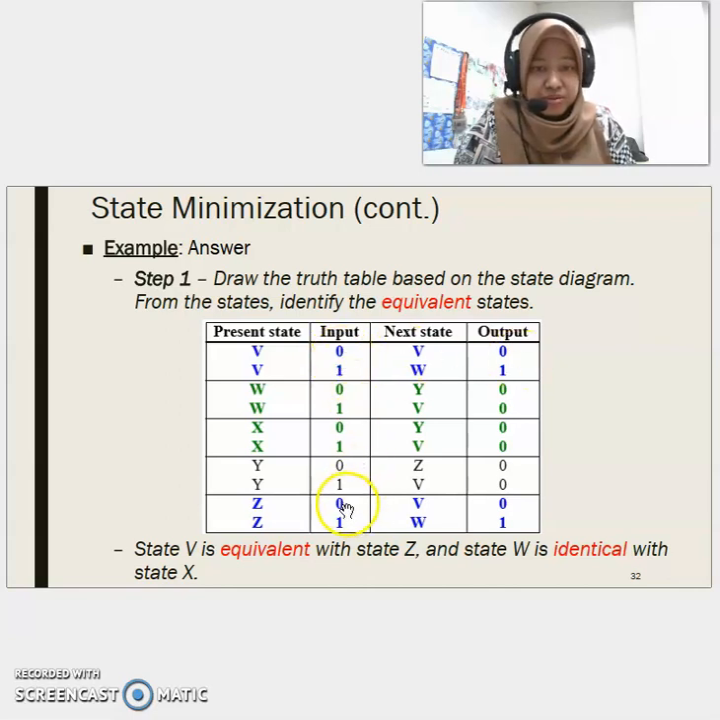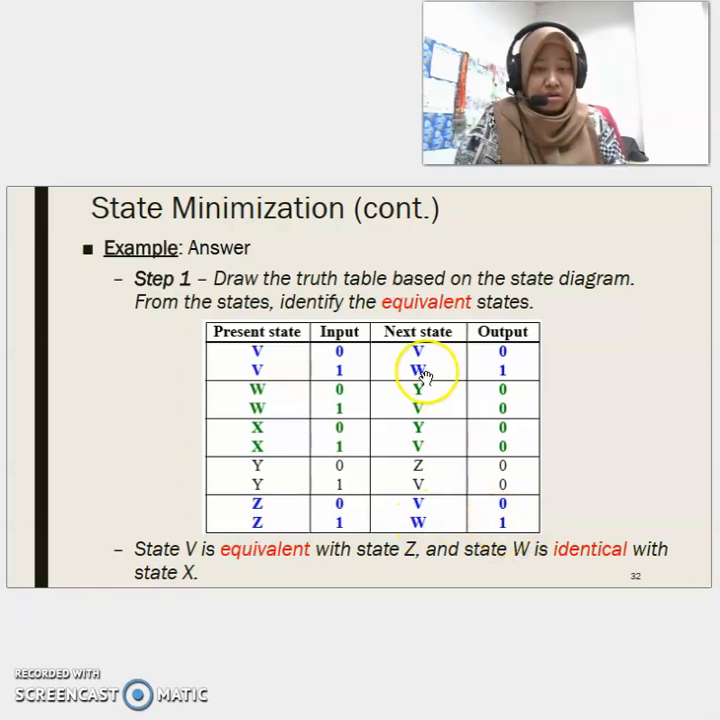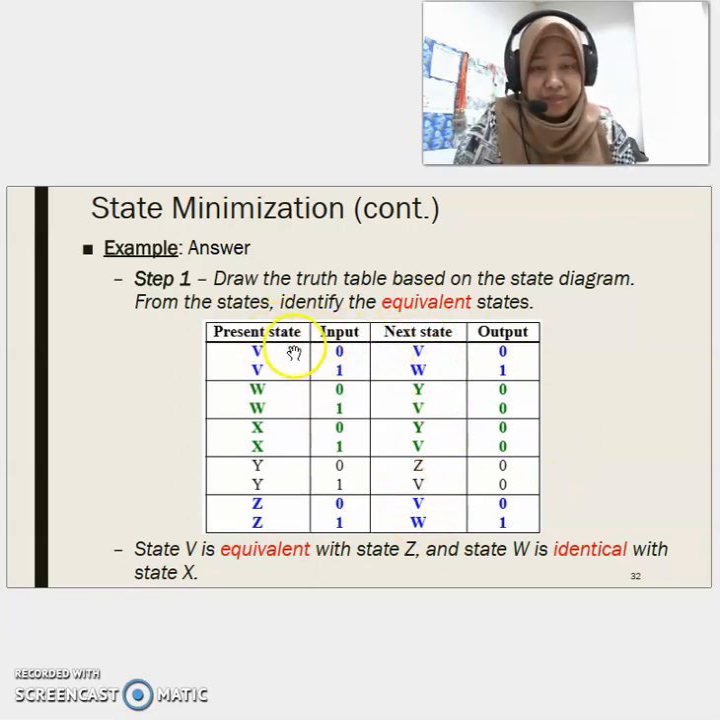When the input is 0, the next state is V, and the output is 0 as well. When the input is 1, the next state is W and the output is 1. So it is observed that these two states are equal. Now we know V and Z are equal. So how about the rest of the states?